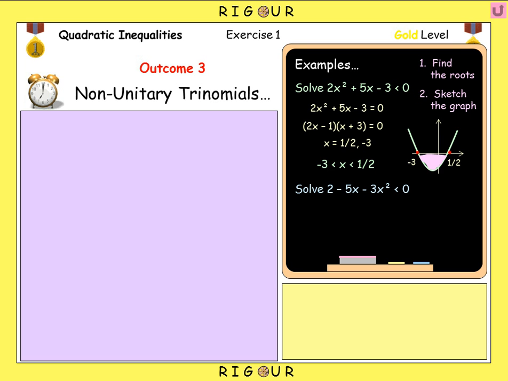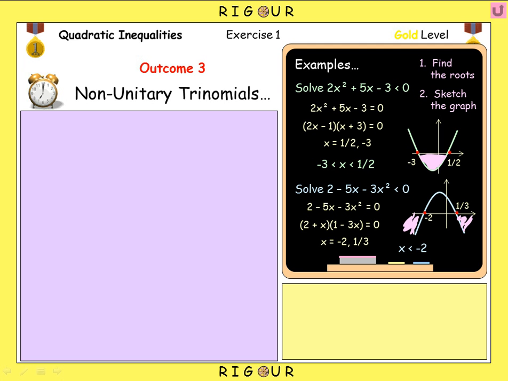So then we've got 2 minus 5x minus 3x squared is less than 0. So again, set equal to 0 and factorise. Tricky, this one. So that's (2 plus x)(1 minus 3x) equals 0. So two solutions of 2 plus x equals 0, 1 minus 3x equals 0, giving us roots of x equals minus 2 and x equals positive a third. Sketching our maximum with roots of minus 2 and a third, so less than 0, below the x-axis, so here and here. So our two answers of x is less than minus 2, x is greater than a third.